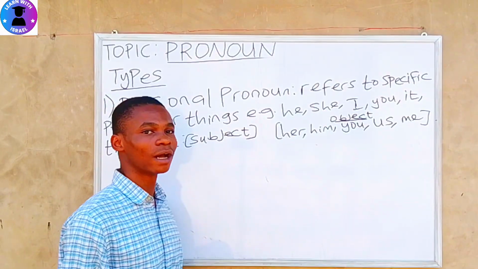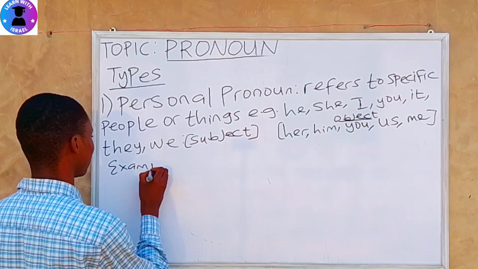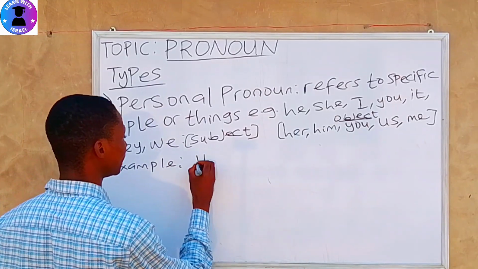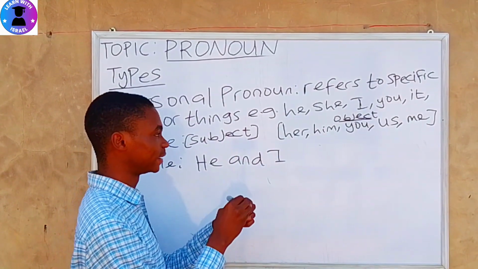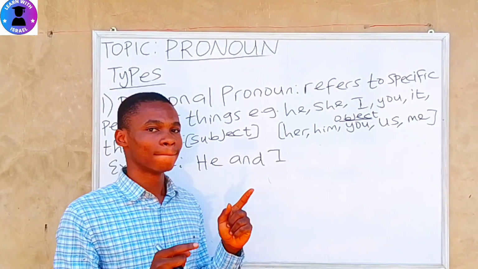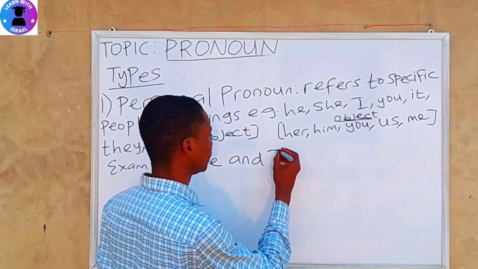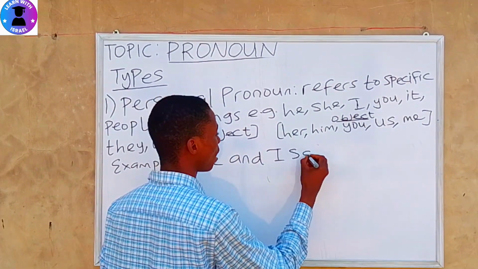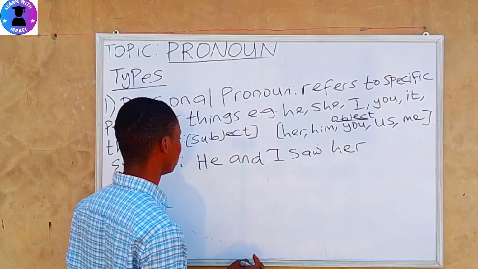So let me write out some examples under personal pronoun. Example: he and I, and I want you to note this. I is always written in capital letter. So, he and I saw her. He and I saw her.